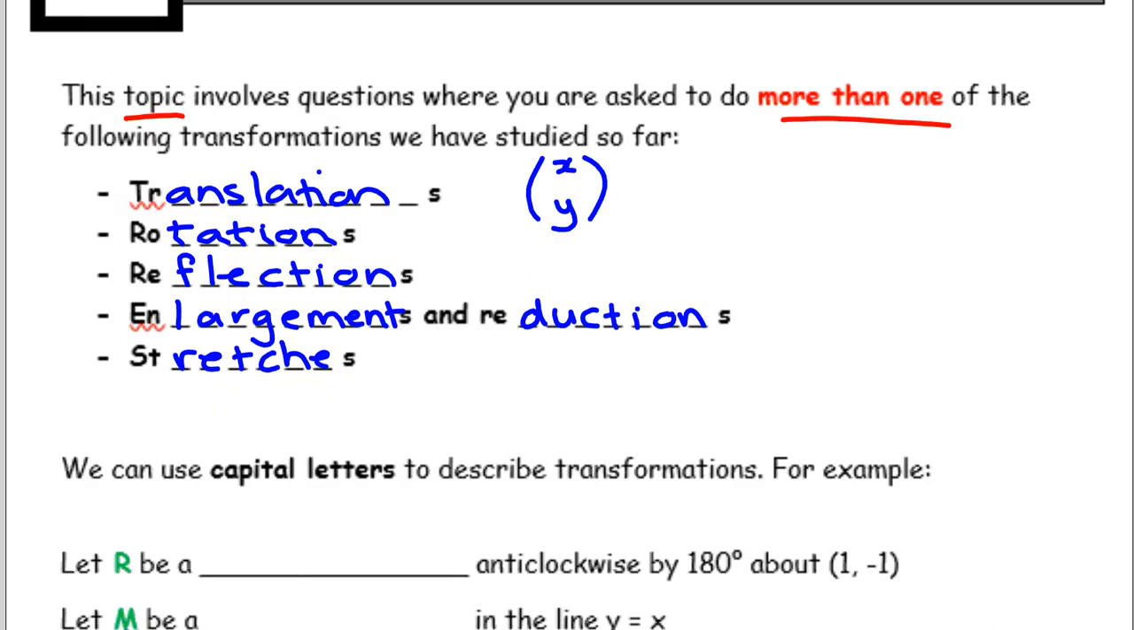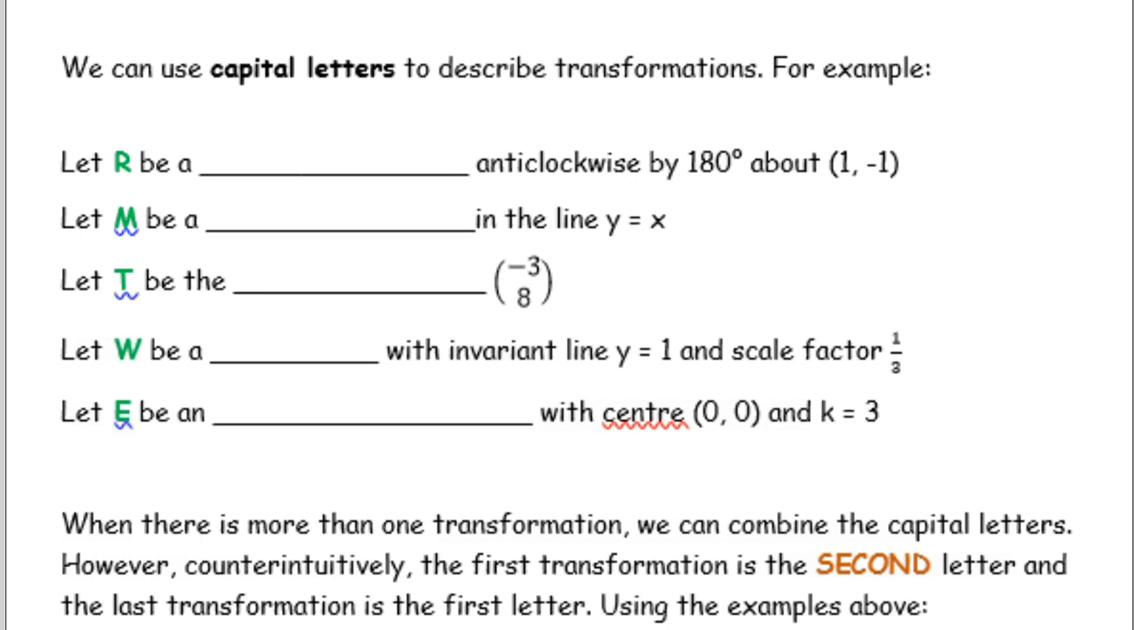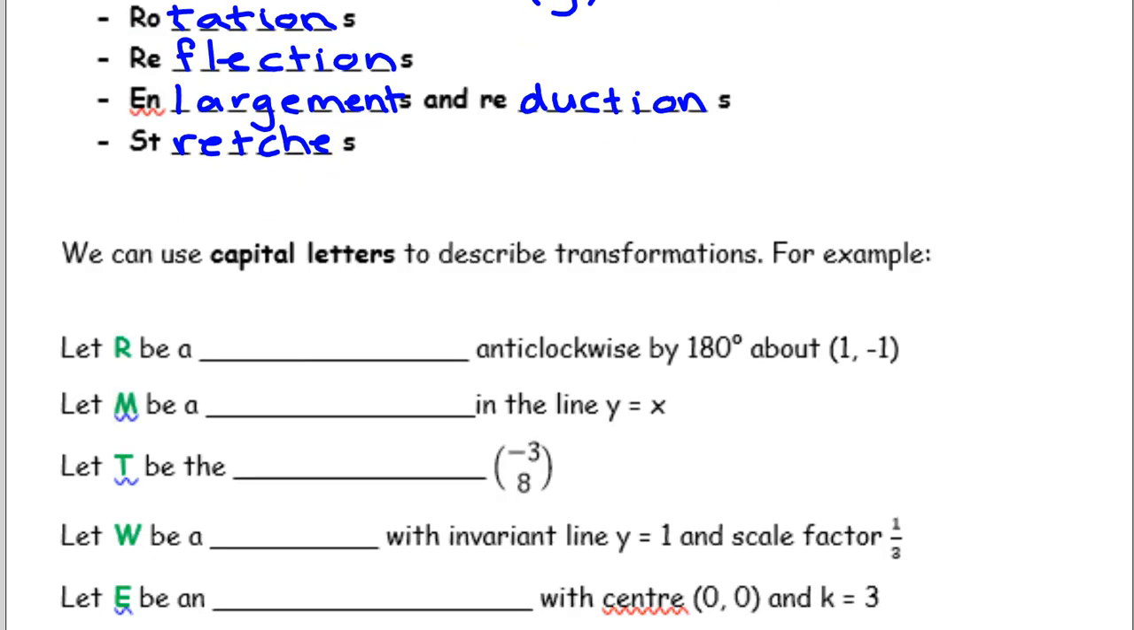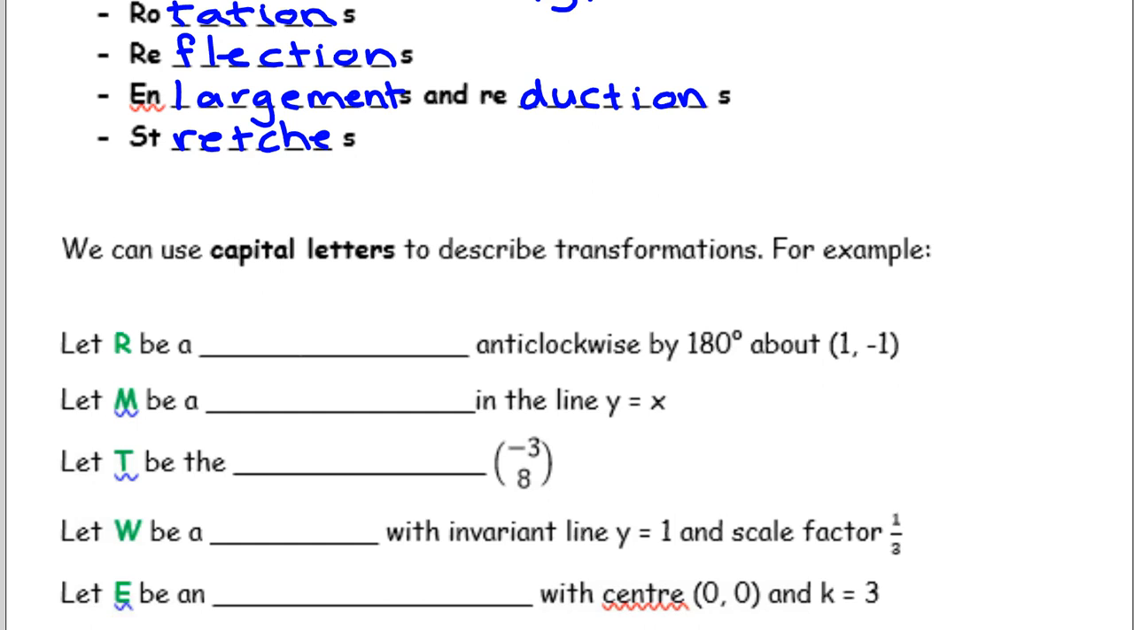So how can we apply this? We can use capital letters to describe transformations. For example, let R, just as a capital letter, let R be something. What kind of transformation could be something that's anti-clockwise by 180 degrees, about 1, -1? That could be a rotation.